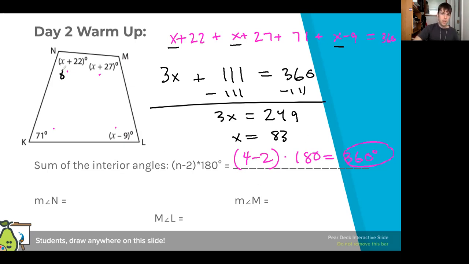This one would be 83 plus 22, which is 105. Angle L would be 83 minus 9, which is 74. And then angle M would be 83 plus 27, which is 110. Pretty simple to then find all these measurements. We could just double check that this works, right? Make sure that those do all add up to 360, but I feel good about it. So we'll go ahead and move on.